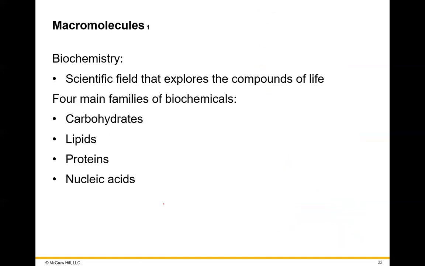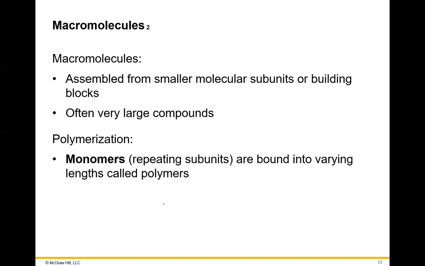So our major groups of biochemicals are going to be carbohydrates, lipids, proteins, and nucleic acids. So let's go through them. These are our macromolecules. That means they're big molecules made up of smaller parts. Those smaller parts are called monomers that come together to make polymers. Okay.